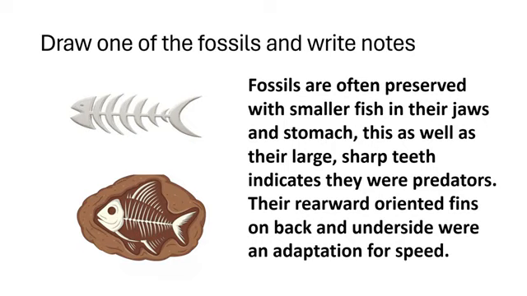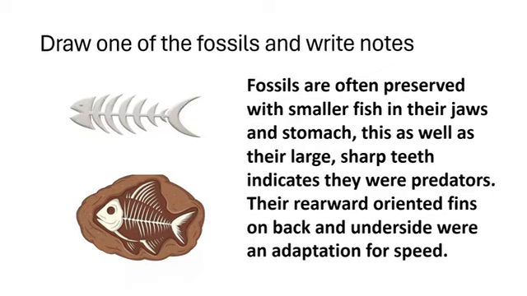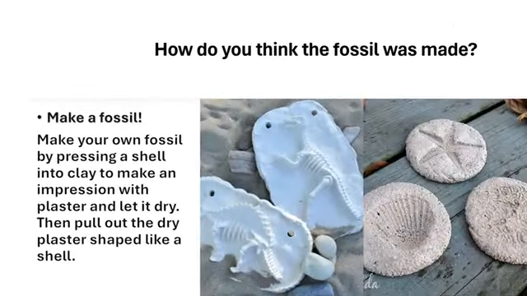Fossils are often preserved with smaller fish in their jaws and stomach. This, as well as their large, sharp teeth, indicates they were predators. Their rearward-oriented fins on back and underside were an adaptation for speed. How do you think the fossil was made?